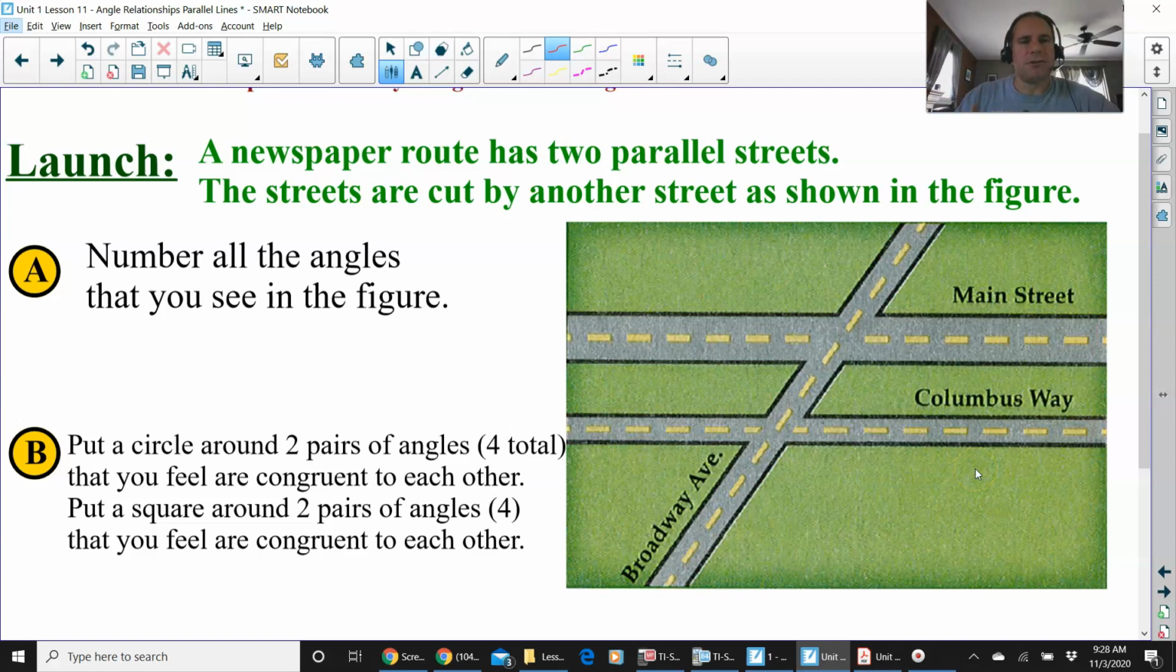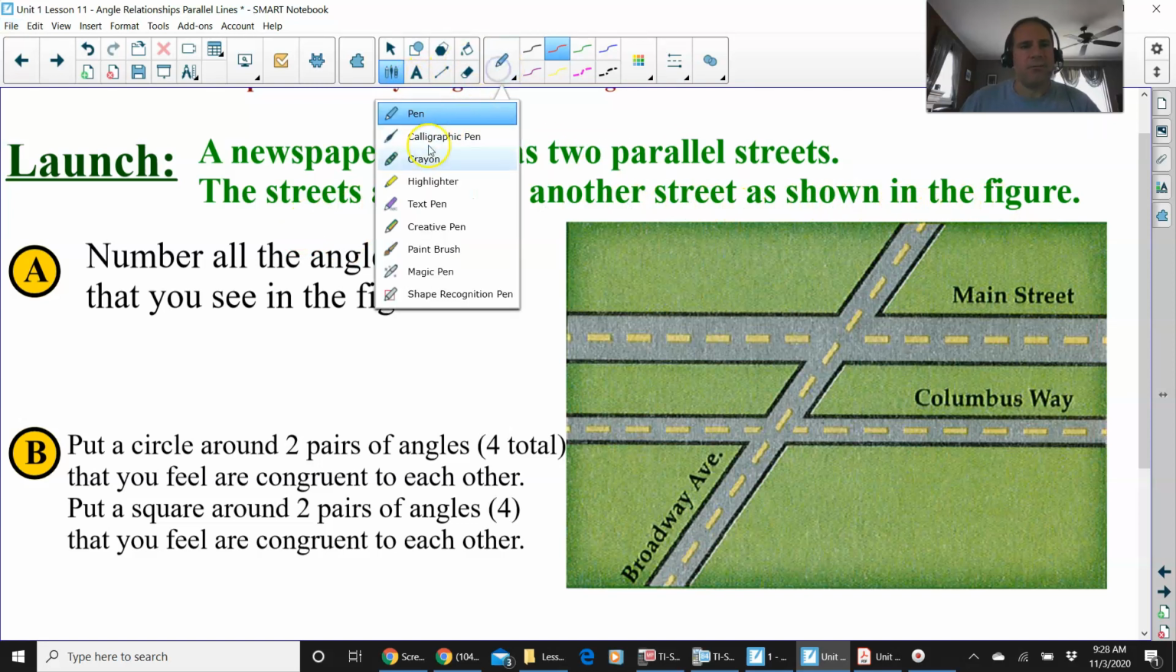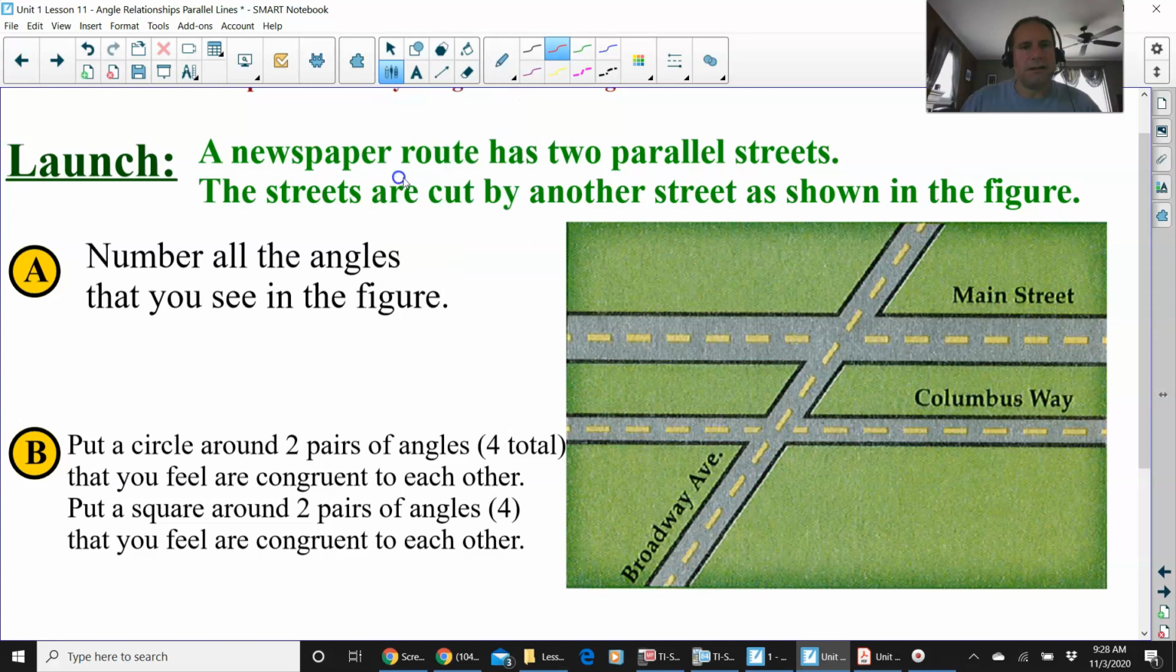So this is the launch right here. It's a newspaper route, has two parallel streets, and the streets are cut by another street in the figure. And what I see right here is a street here and a street here. And those are the parallel streets. Going down, I'm going to see the transversal, the other street that is basically like your transversal.